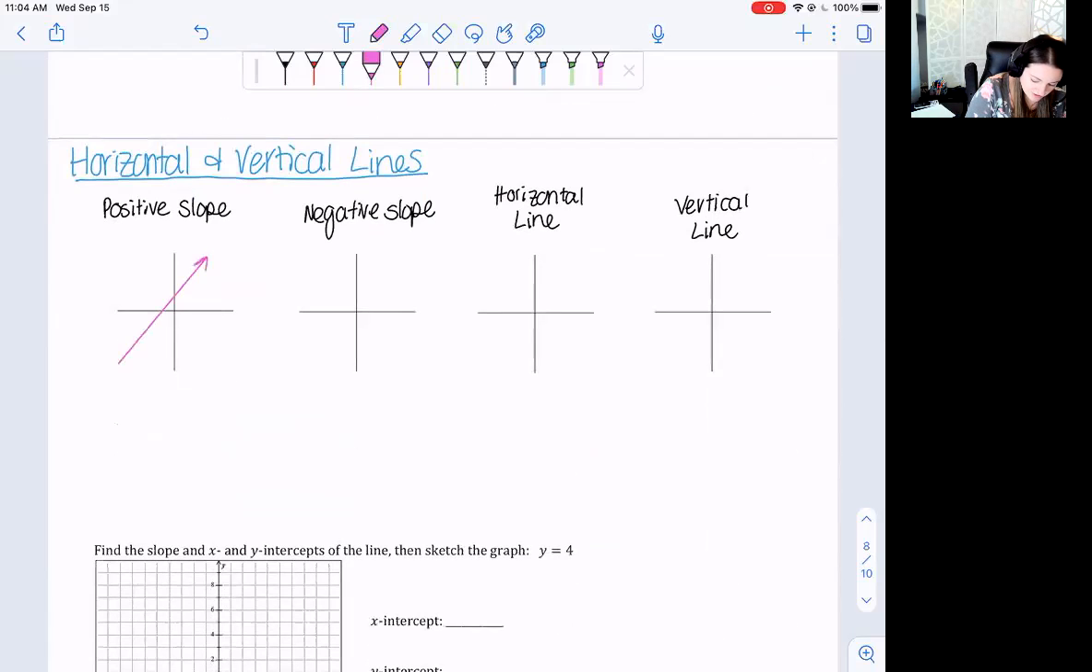So you can kind of notice that when the slope is positive, the line goes upwards when you move from the left to the right. Whereas negative slopes go downward as you move from the left to the right. That's a horizontal line. This is a vertical line.